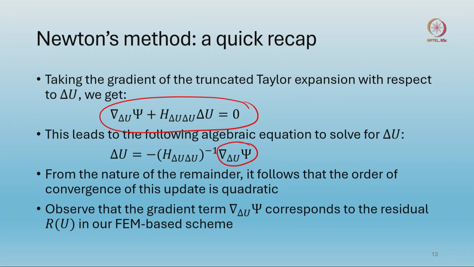So from the nature of the remainder, it follows that the order of convergence is quadratic, because the remainder goes to 0 faster than quadratic. Observe that this gradient of psi corresponds to the residual term Ru in our FEM based scheme. So this is Newton's method, a quick recap.